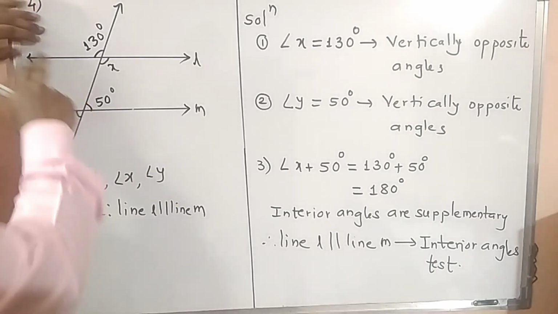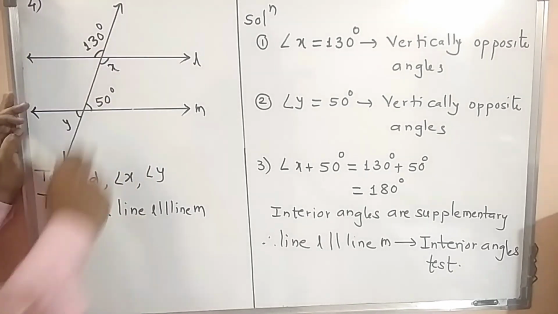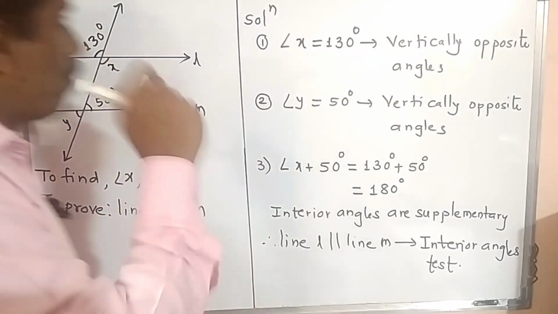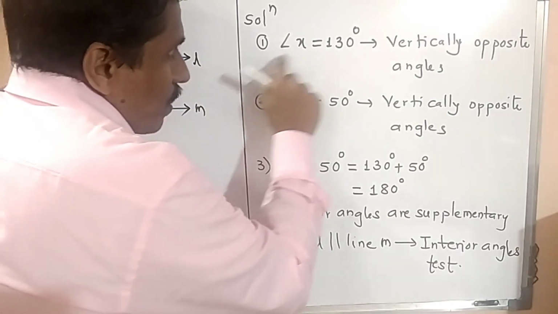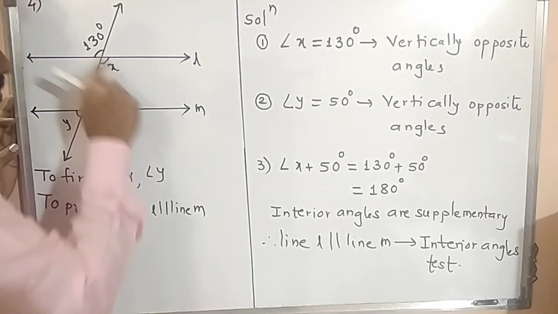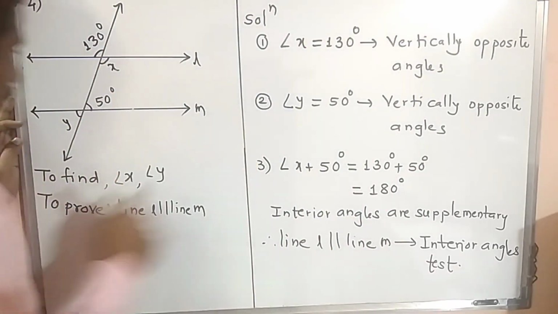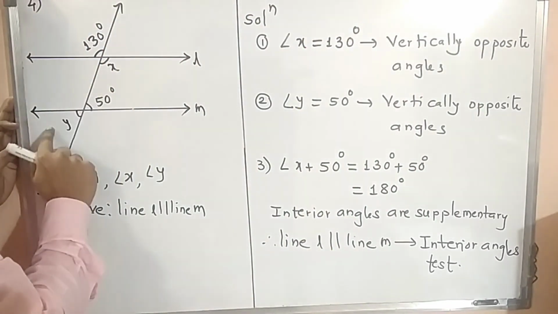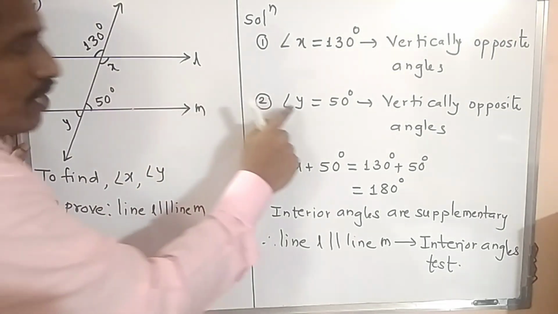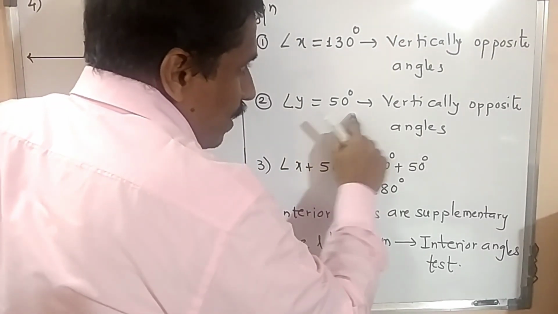First one, what type of angles are these? They form a pair of vertically opposite angles, and we know that vertically opposite angles are congruent, and therefore angle X is equal to 130, as X and 130 are vertically opposite angles. Again, Y and 50 form a pair of vertically opposite angles, and we know that vertically opposite angles are congruent. Y is equal to 50 degrees.